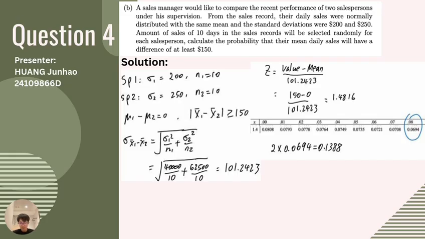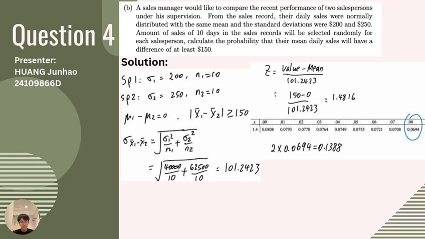The second step, we need to find the standard deviation for the difference between their sample means. We just use the formula and plug the numbers in. This gives us a standard error of approximately 101.2423. Step 3 will be calculating the z-score. We also use the formula, so 150 over 101.2423, which gives us a z-score of 1.48.